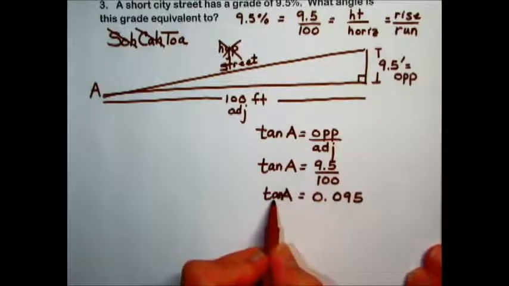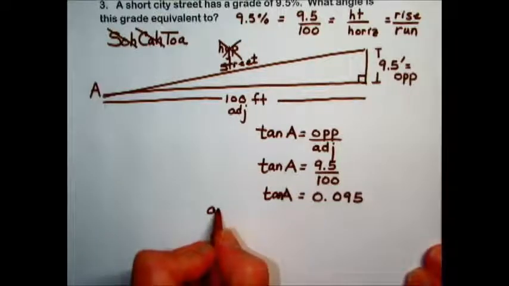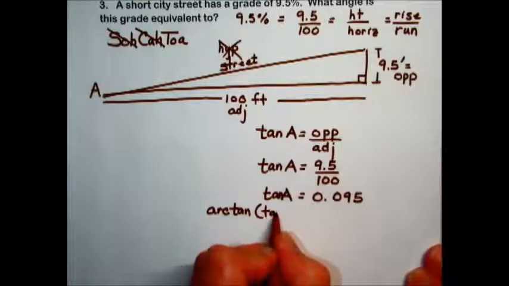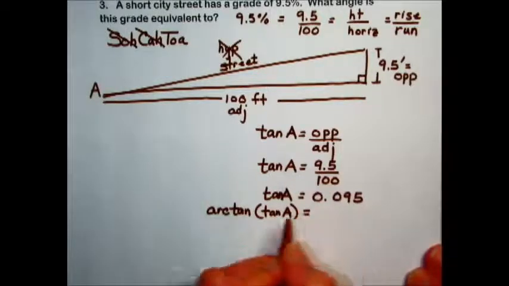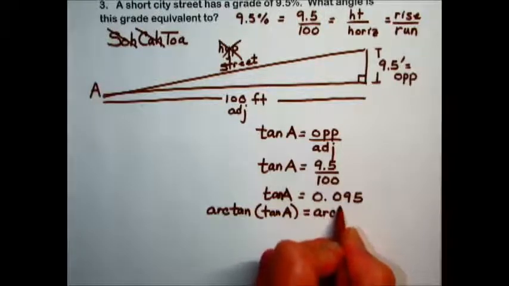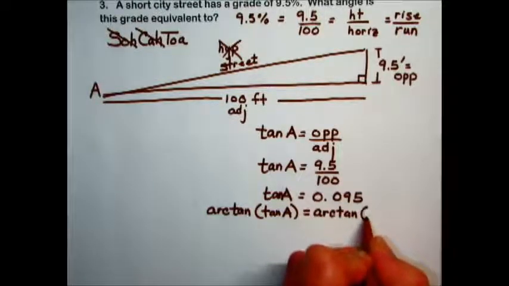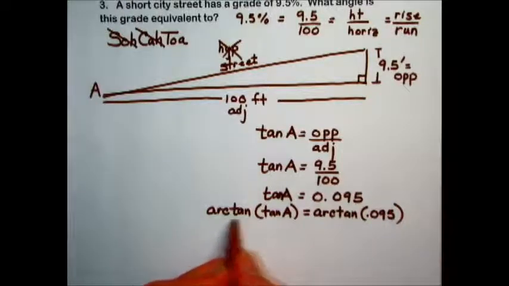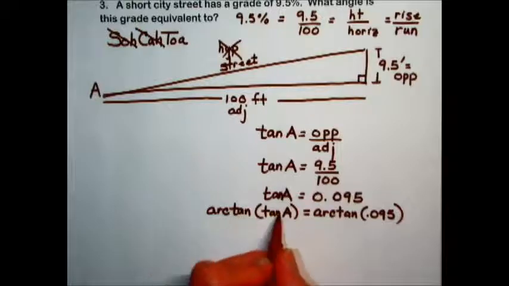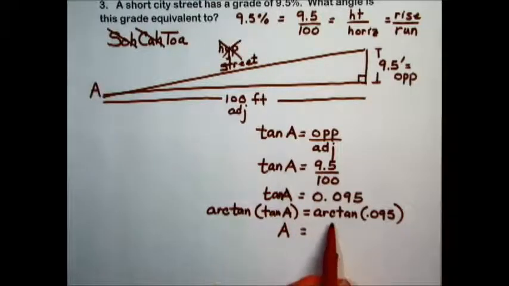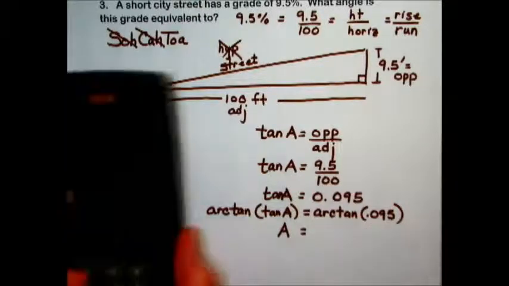The inverse operation of tangent is the arctangent. And since we're taking the arctangent of the left-hand side, we'll take the arctangent of the right-hand side to maintain equality. Arctangent and tangent are inverse operations, which leaves us with the angle A. We then need to find the arctangent of 0.095.